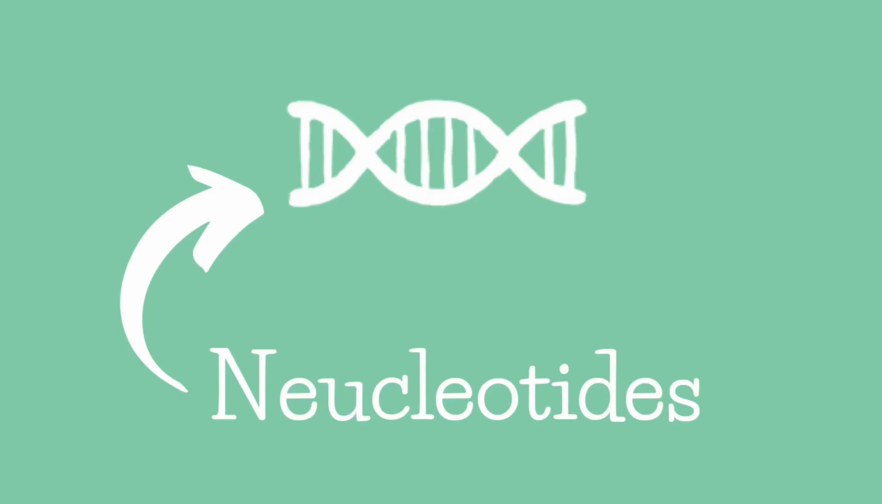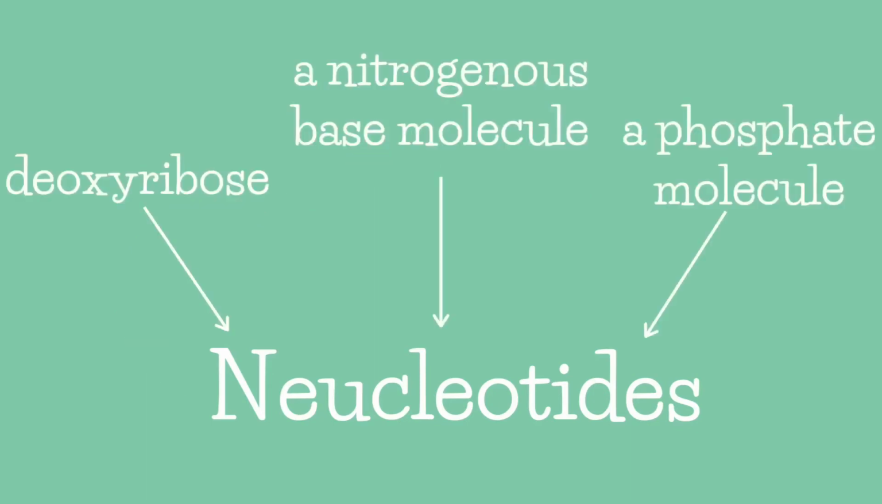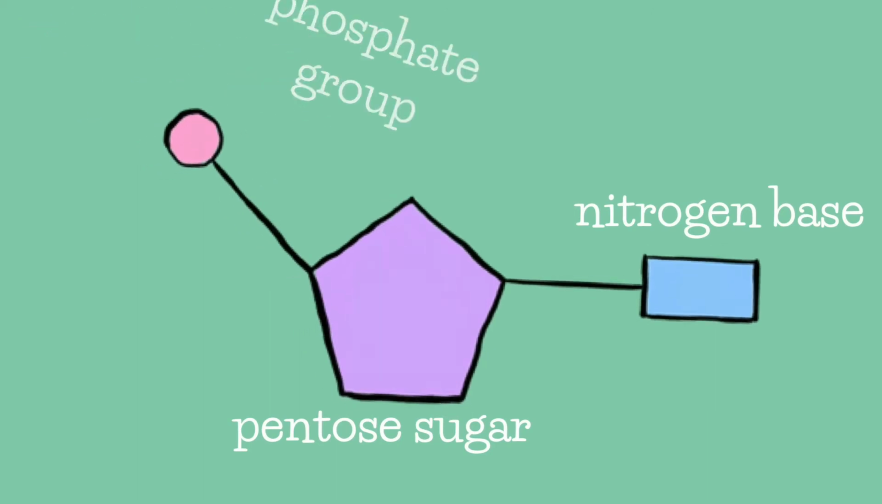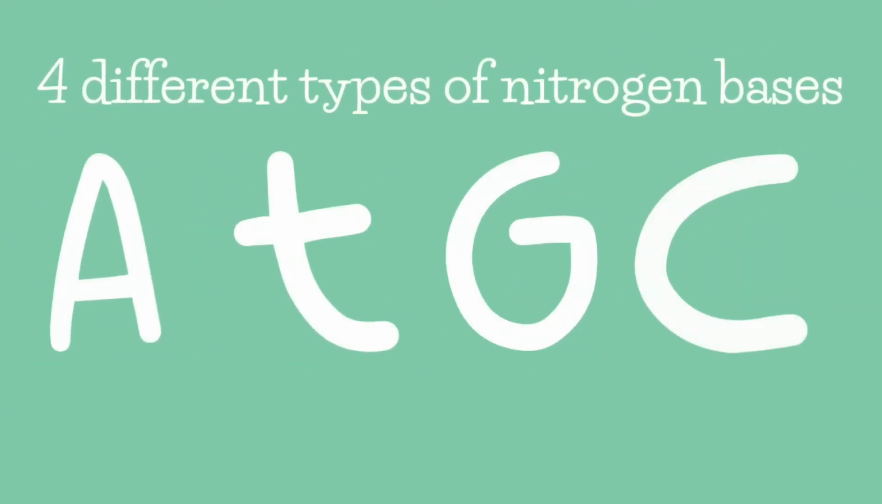Nucleotides are made out of sugar molecules known as deoxyribose, a phosphate molecule, and a nitrogenous base molecule. The sugar and phosphate form the two sides of the DNA double helix ladder. Connecting the two sides of the ladder are the nitrogenous bases. There are 4 different types of bases: A, T, G, and C.